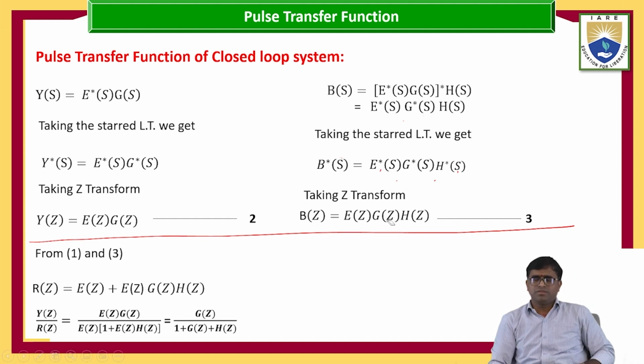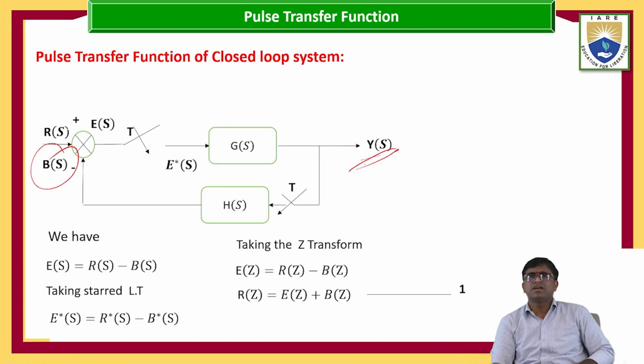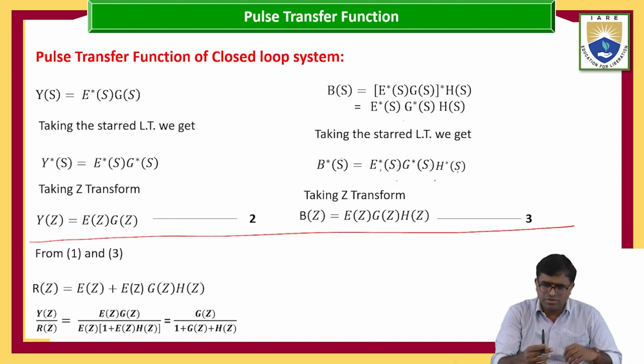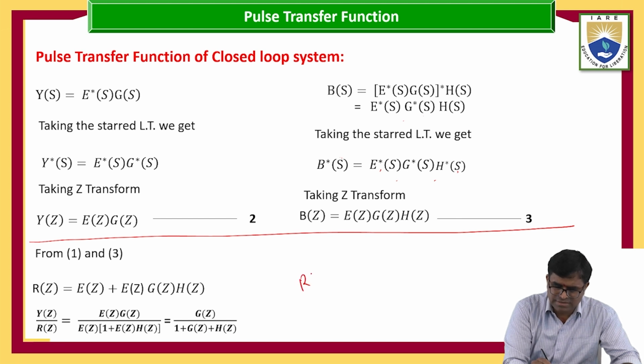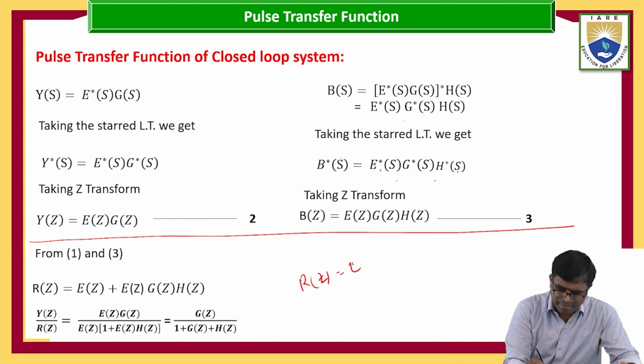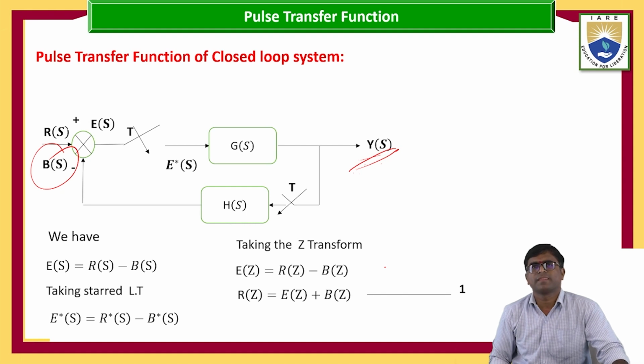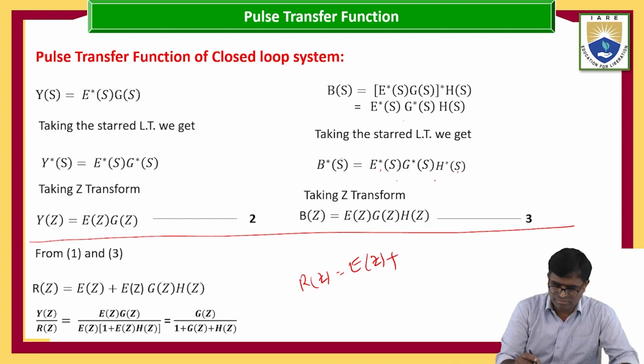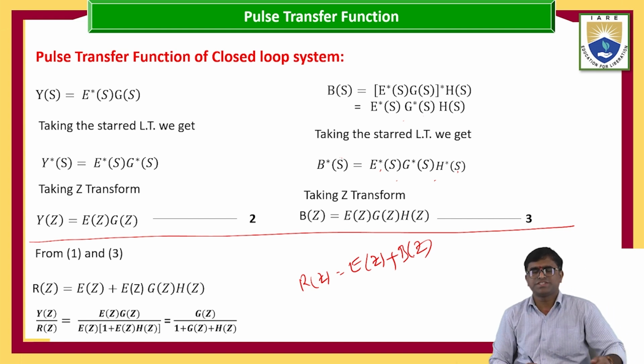From 1 and 3, what is the first equation? R of Z equals E of Z plus B of Z. This is the first equation, no?